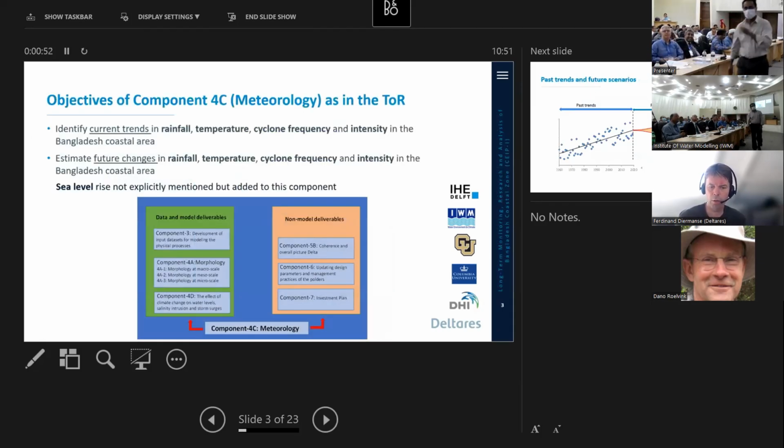So in this component of the project, we had a few objectives, mainly focusing on current trends or observed trends, and looking at data recordings of rainfall, temperature, cyclone frequency and intensity. And for the same variables, also looking at future changes. And that, of course, is more projections coming from models. Sea level rise was originally not included, but it was decided to include it in the analysis as well.